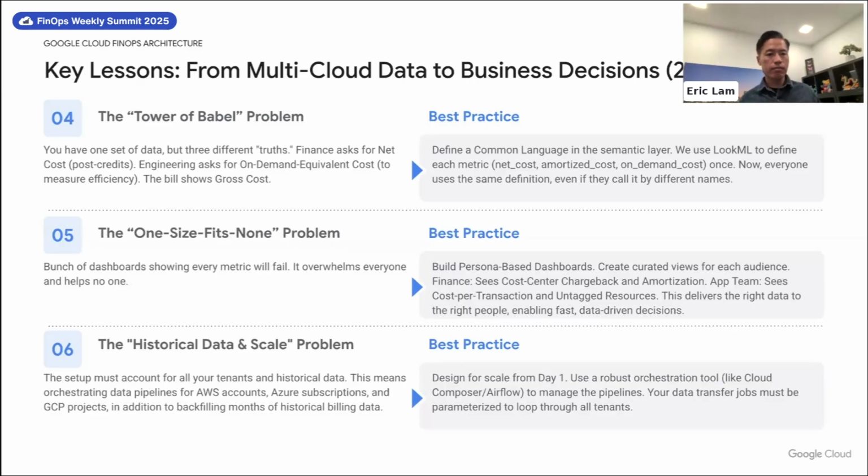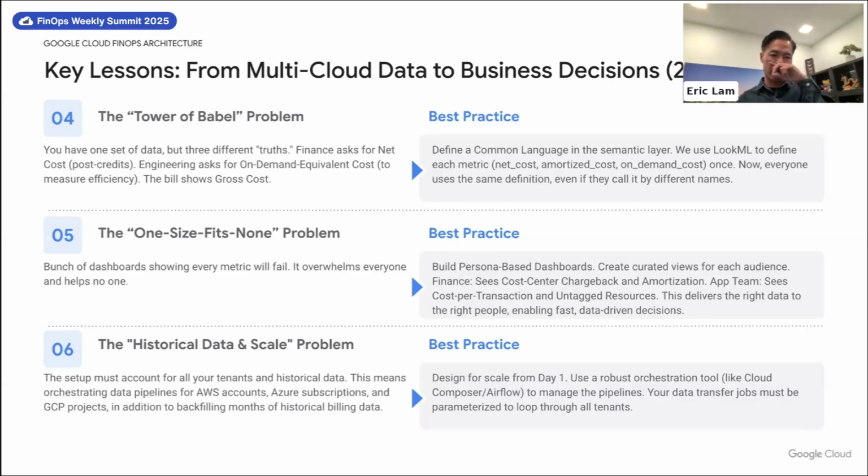Next slide. So a few other lessons learned. I mentioned earlier that having the organization speak the same language is so important. The definition of cost varies by the users themselves. When we talk about cost, is it gross cost, post-credit cost, net cost, cost after discount and whatnot? Creating that common language is so important, and that's what we can do with LookML. You create that semantic layer, and that allows you to do that.